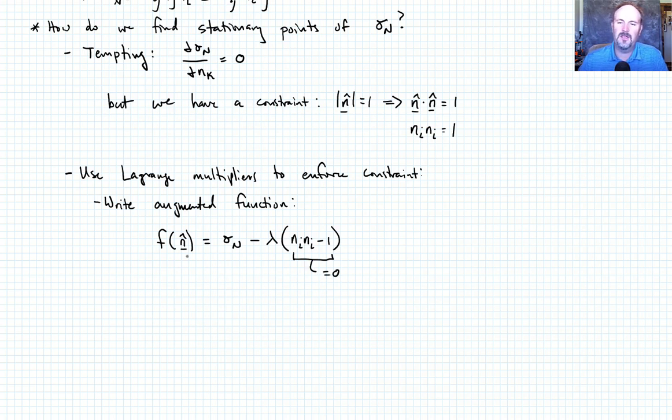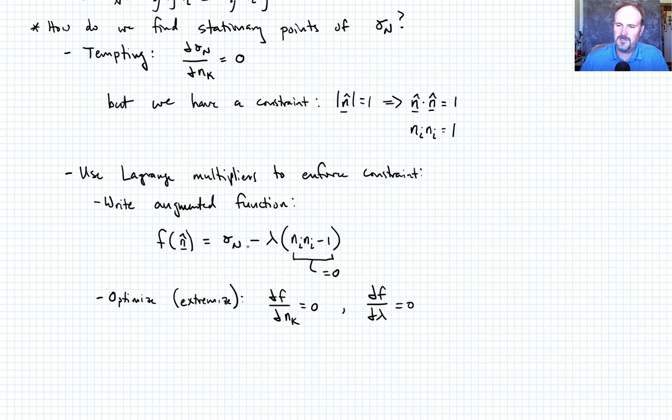So we didn't really do anything except add the term, and we're going to optimize now with this new variable lambda. So we can optimize, or extremize if you like, by saying that del f del nk is equal to 0, just like we had up here with del sigma n del nk. So that's fine. But we also have to add this new constraint, del f del lambda equals 0.